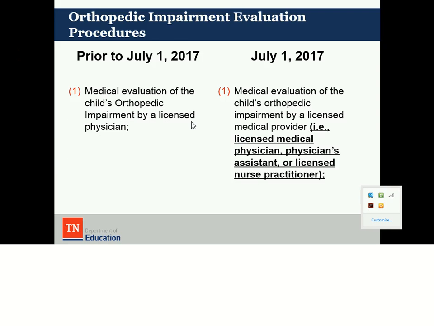The first thing that was added was just a breakdown of who a medical provider is. It's the same list that's associated with just about every disability category that requires a licensed medical provider, and that's your licensed medical physician, the physician's assistant, or a licensed nurse practitioner.